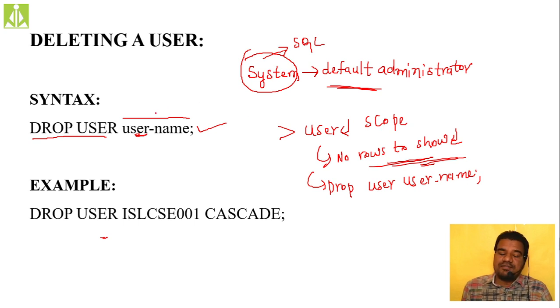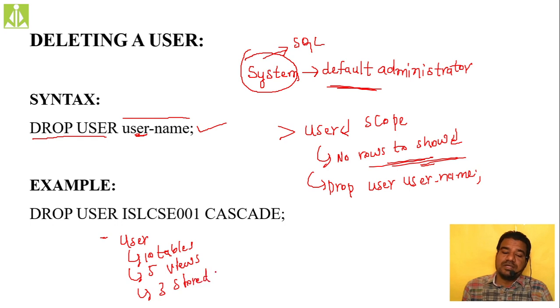But if you have created a few tables, a few views inside your user-defined user, like 10 tables, 5 views and 5 stored procedures, or some 3 or 2 stored procedures, then you can't apply this drop user username. Simply you can't go like this, drop user username. Definitely you have to use cascade.